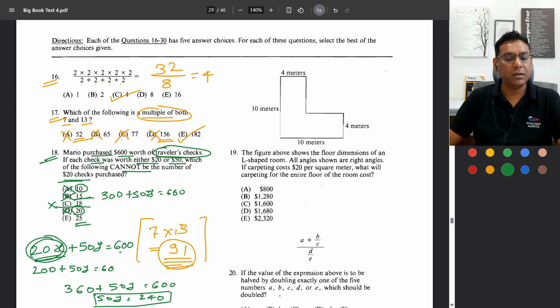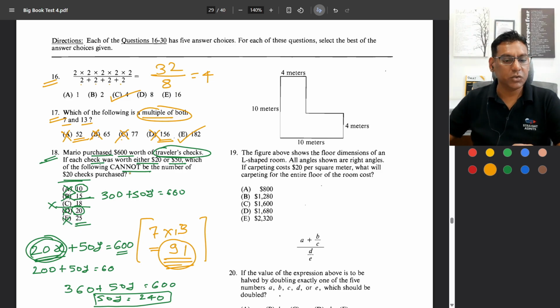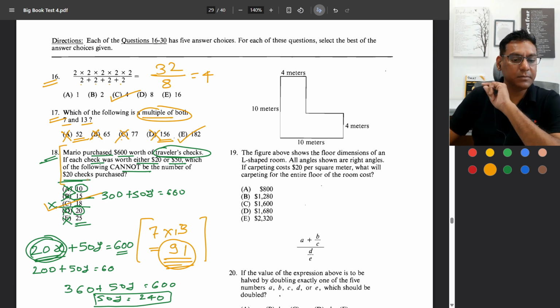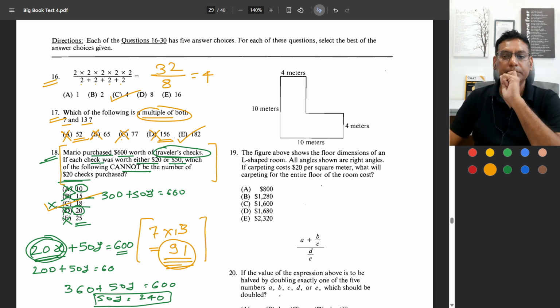500 plus something is 600, so that something is 100. 50y is 100, possible. The only value where it does not work is answer choice C. Integer constraint, that's basically the concept here.